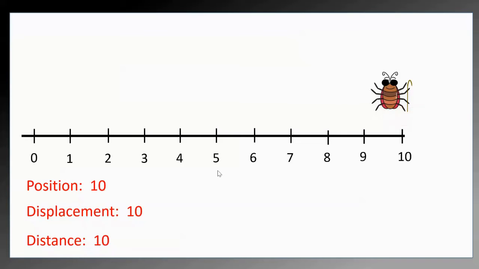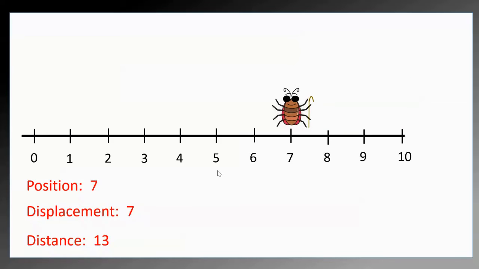Okay, he's gonna get here, eat the Cheeto. And now position, displacement, and distance are 10. He's gonna start coming back, and this is where the numbers are gonna get a little different. Okay, bring him back a little bit. So now he's at position 7, and so his position is 7 because that's where he is. Displacement is 7 because that's how far he is from where he started.